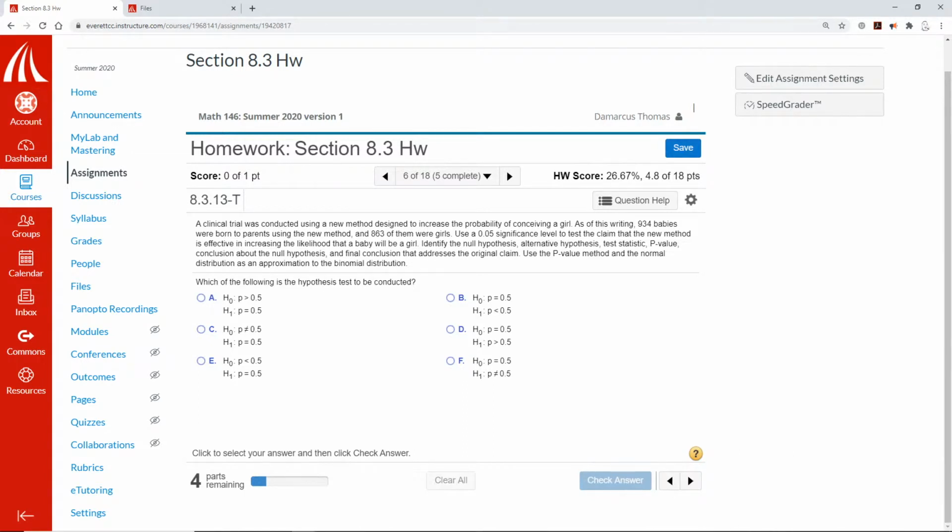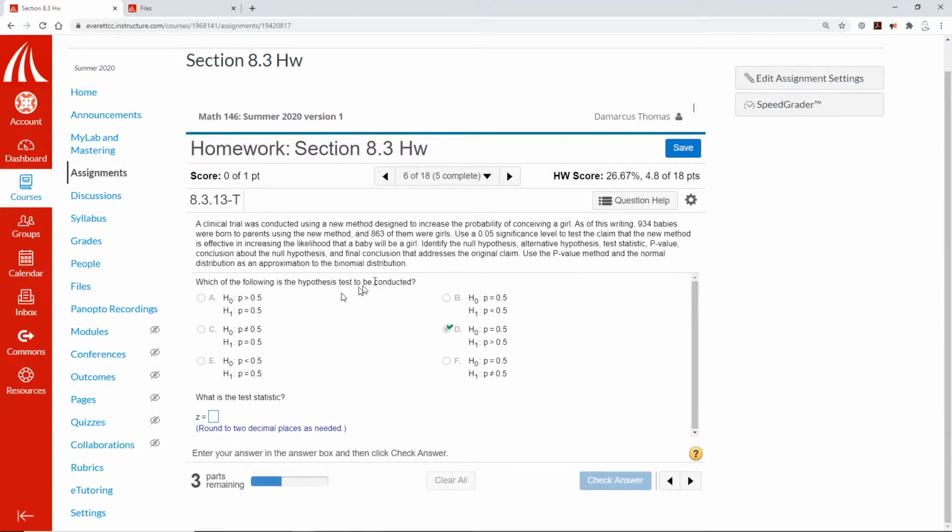So now I'm going to search for a harder one. I don't think this one's too hard. Let's see. The clinical trial was conducted using a new method designed to increase the probability of conceiving a girl. As of this round, 934 babies were born to parents using the method, and 863 of them were girls. Use a 5% significance level test to claim that the new method is effective in increasing the number of girls. So that means the alternative is greater than 50%.